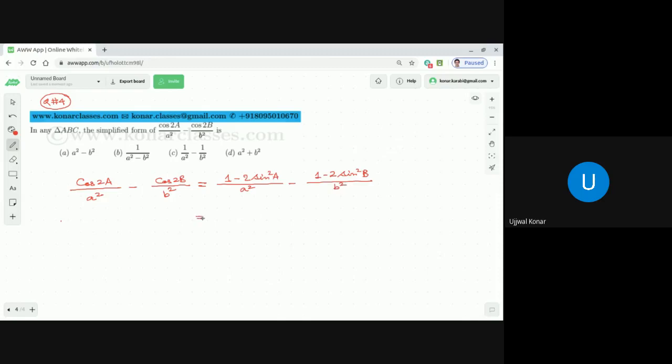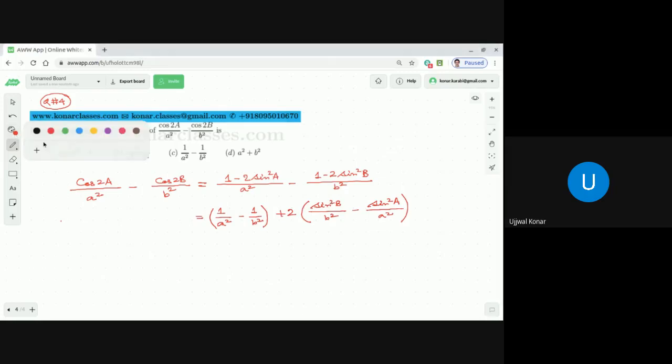So this is equal to what? 1 by a square minus 1 by b square. We take it out. And then what we are left with, dear students, is that we get plus 2 into sine square B by b square minus sine square A by a square. Correct, dear students?